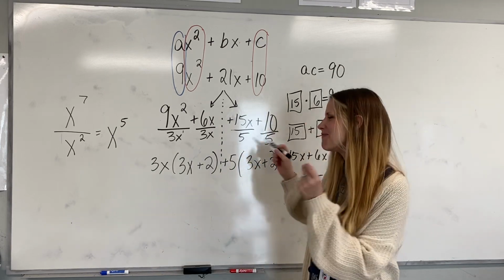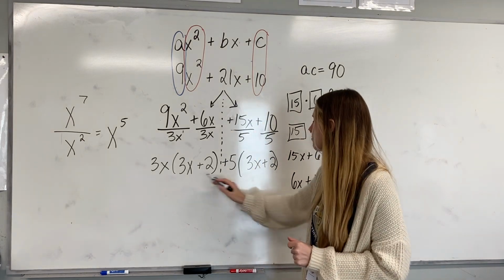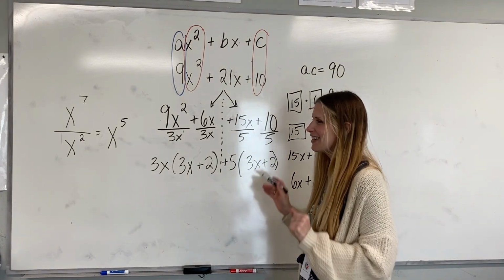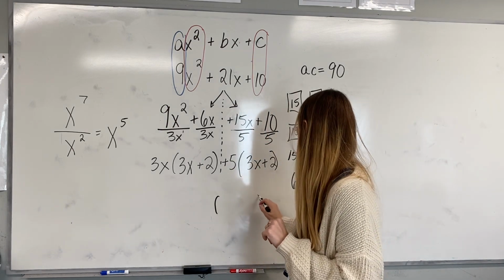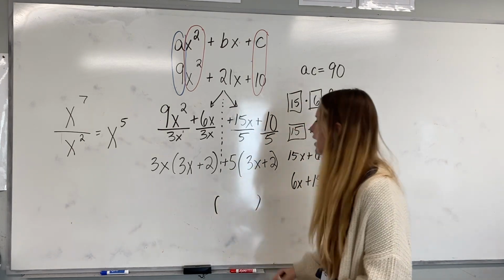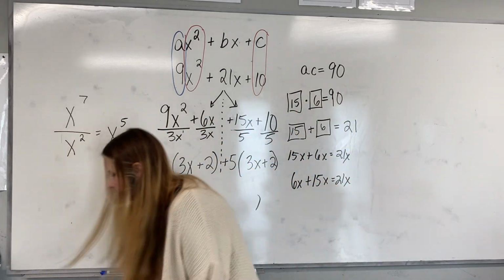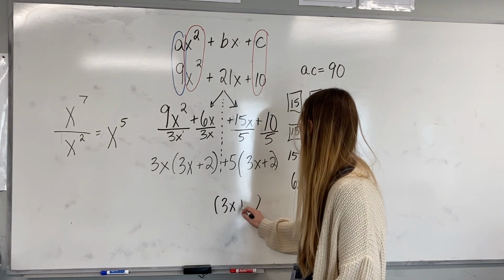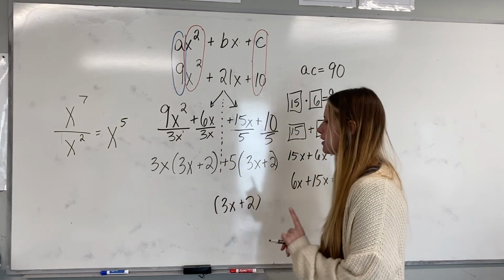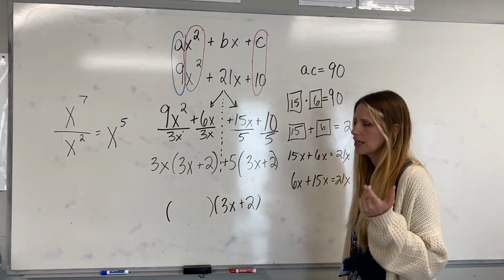Match, match. When we get a match, we celebrate because we have found one of our final binomial factors. 3x plus 2 is one of our final binomial factors. And you can check your notes for this one. I think it's the last step.